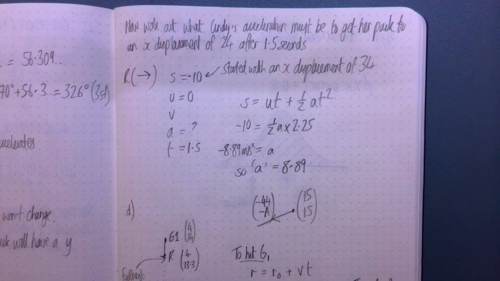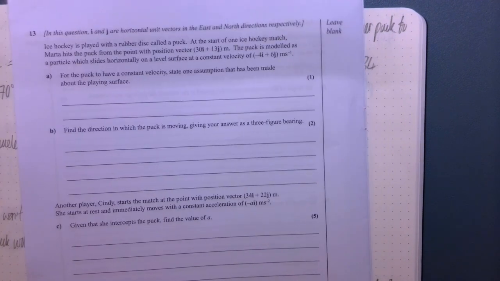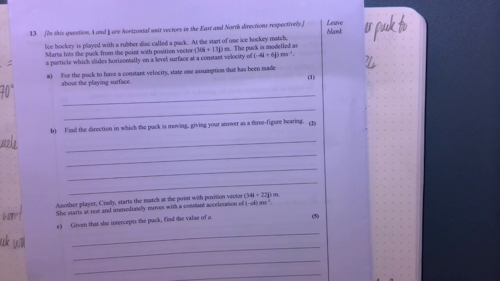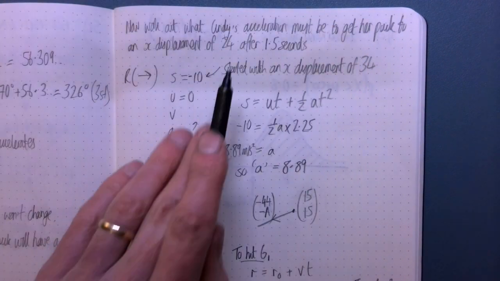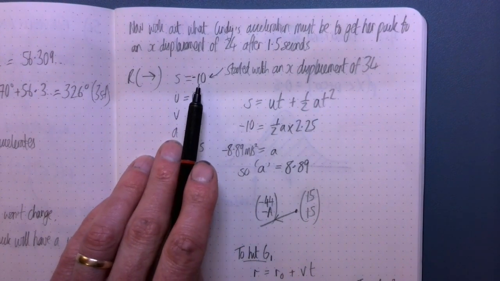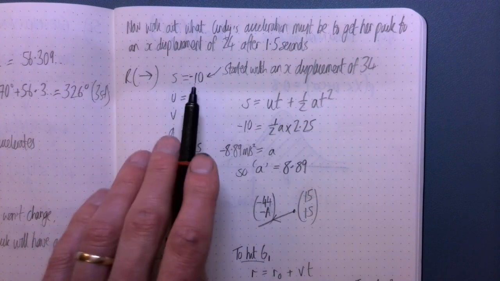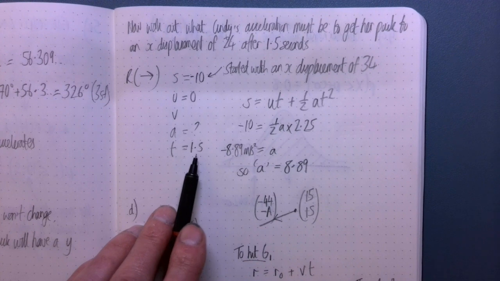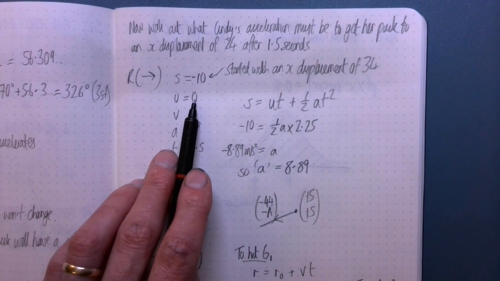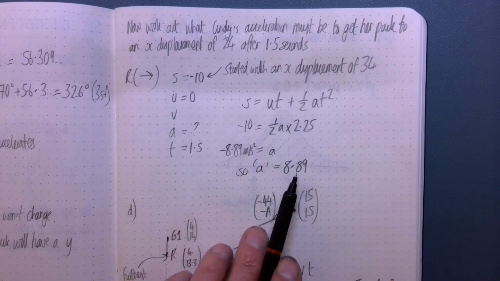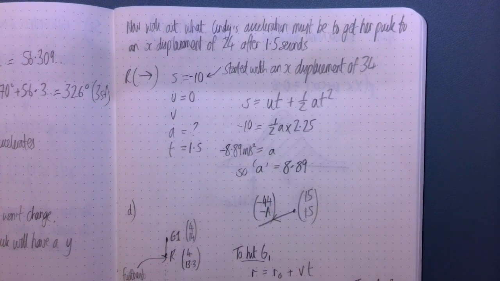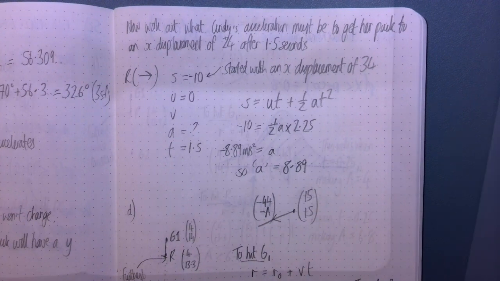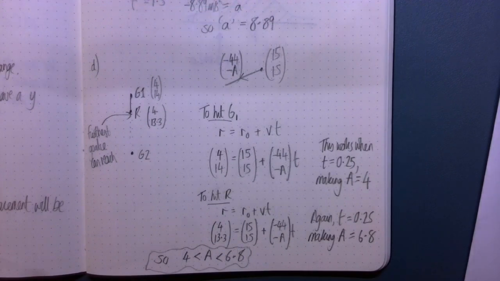But what we're asked in the question is what is the acceleration. So Cindy starts with an x displacement of 34. By the time she's got an x displacement of 24, she's moved minus 10 units in the x direction. So I'm now just resolving horizontally in the x direction. Time was 1.5. I want to know the acceleration. She started from rest, so I use this and I get my acceleration to be minus 8.89, and so a is 8.89.